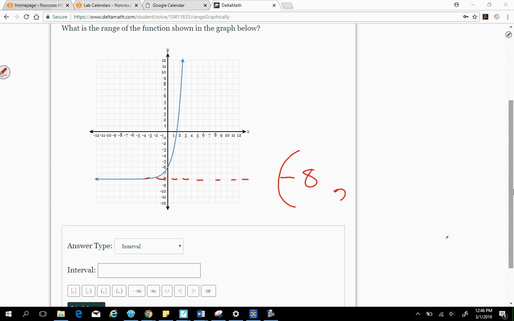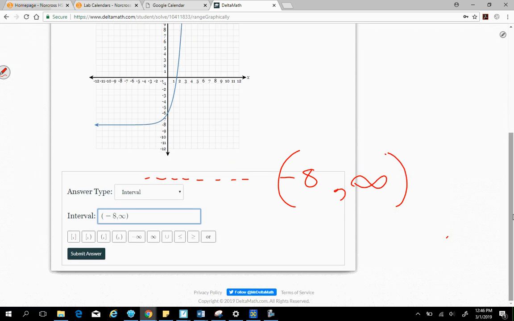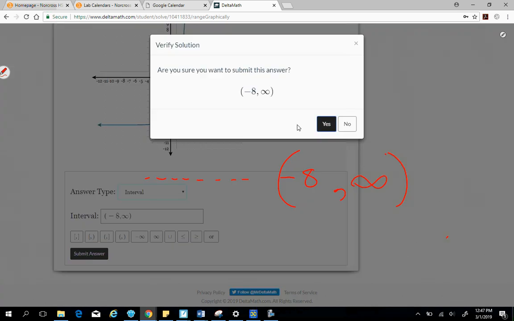I didn't get it at first. Then if it goes up forever and ever, what's that? Infinity. And does that have a parentheses or a bracket? Parentheses. Remember, because you never actually hit infinity. Does everybody have written down what they need written down? Yeah.